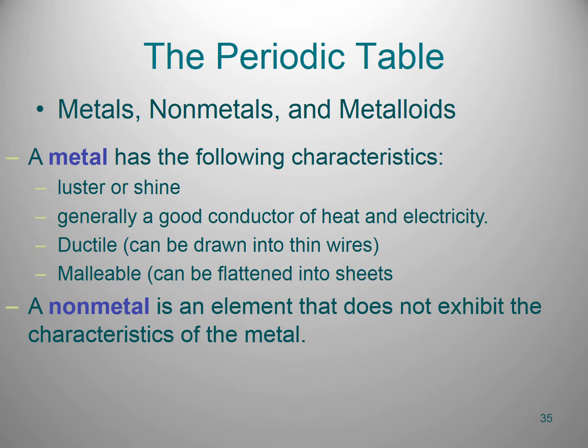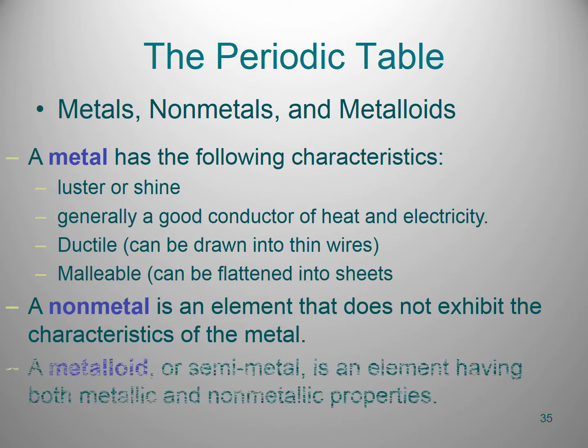If they are hard, they're brittle, they break easily, or they're kind of soft, they're not going to be like a wire or a flat sheet. They're not very good at that. So a nonmetal is the opposite of a metal. And then in between we have a metalloid, which can also be considered a semi-metal, partly metal, and it has both metallic and non-metallic properties.